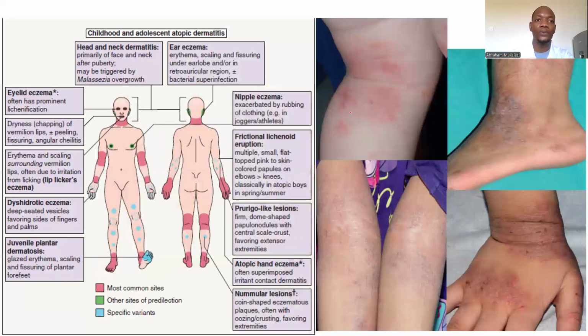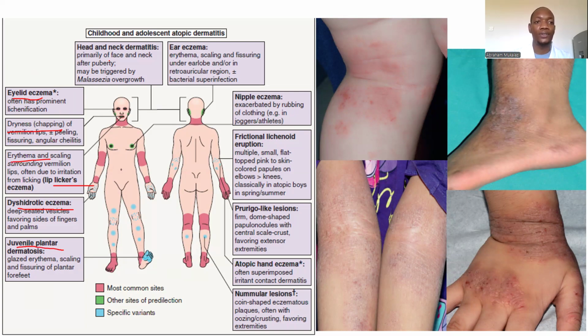So when you go to childhood and adolescent atopic dermatitis, you'll see patients having eyelid eczema. This one we talked about. You can see dryness, eczema, scaling. If someone has lip licking, they get lip licker's eczema. Then dyshidrotic eczema, which affects the hands with deep-seated vesicles and papules. Then you can also get juvenile plantar dermatosis, which affects the foot.